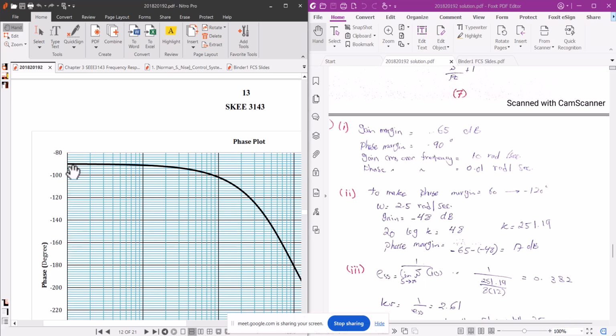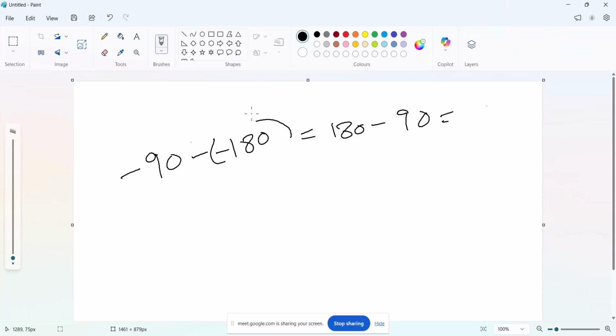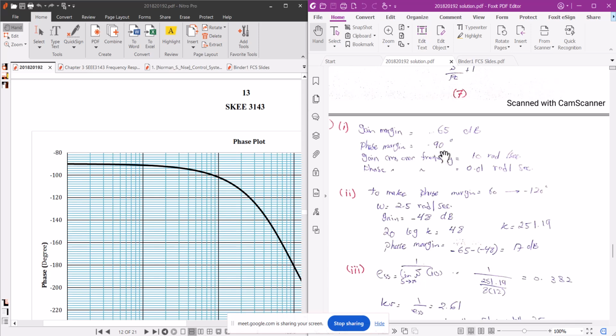Then you can calculate this, how much this should be, and it's exactly minus 90. So it will be 180 minus 90, it will be 90. So this will be your phase margin. Yes, it's right, 90 here.